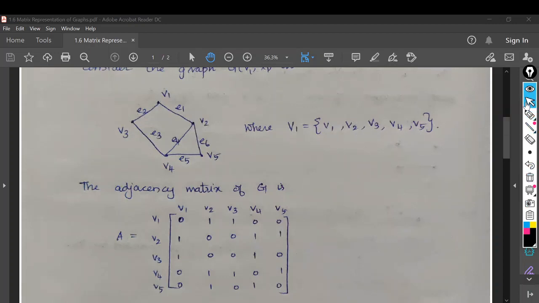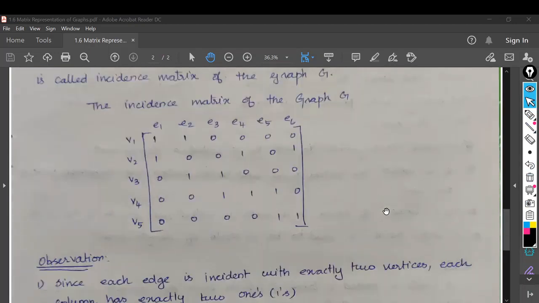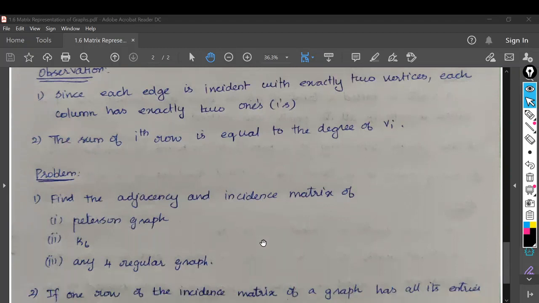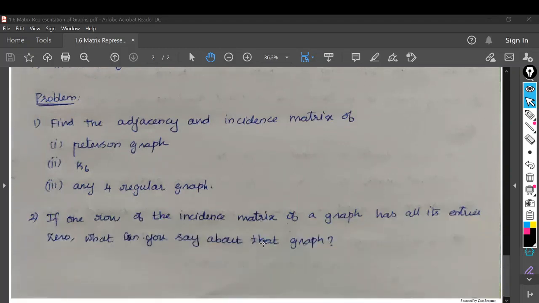So this is the matrix that we found, and these are the observations that we have for the incidence matrix. Here I'm giving you some problems on the adjacency matrix and incidence matrix. You can take this as homework and complete these 2 problems. Try to find the adjacency matrix and incidence matrix for all these graphs.